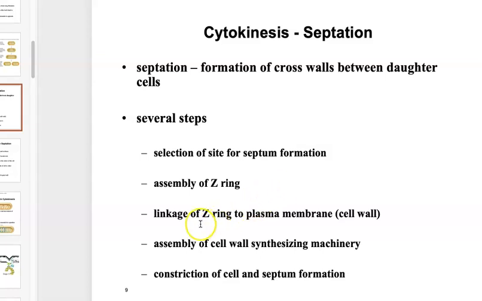But there is some kind of an anchoring thing that has to happen. So the Z ring has to anchor to the plasma membrane. And then, of course, it also stimulates the assembly of cell wall synthesizing machinery to repair anything at that site of septation. And then obviously constriction takes place.